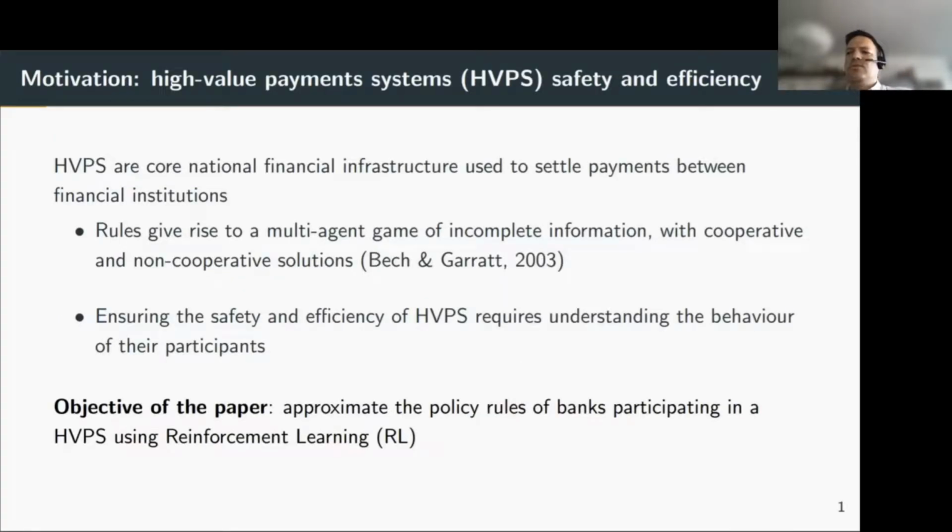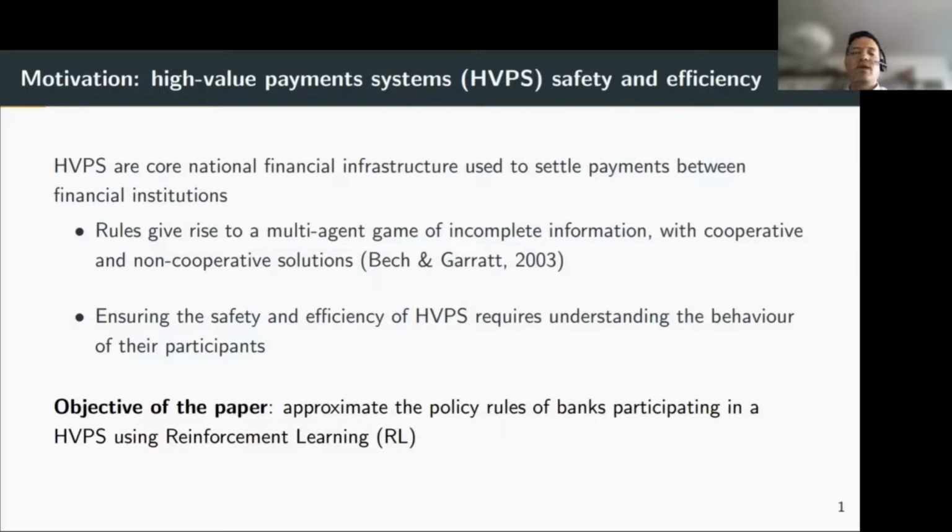What motivated us to look into this problem? Central banks are charged with ensuring the safety and efficiency of high-value payment systems. High-value payment systems are used to settle transactions, payments between financial institutions, mostly banks. And as such, they're part of the national financial infrastructure. Think of it as the electric grid.